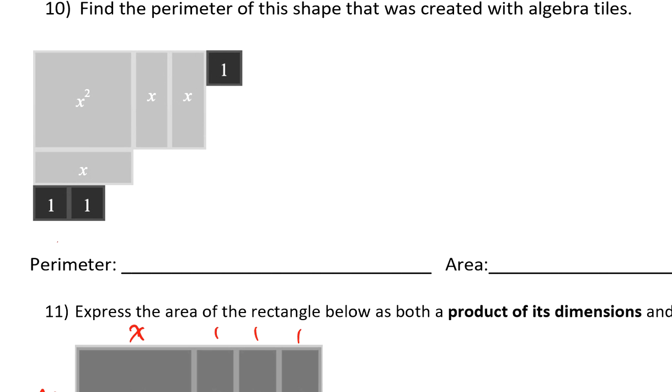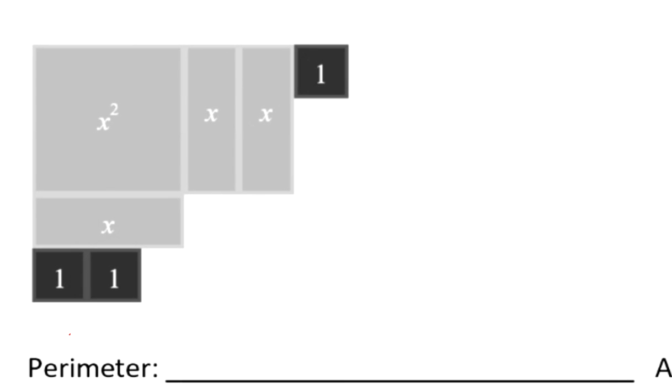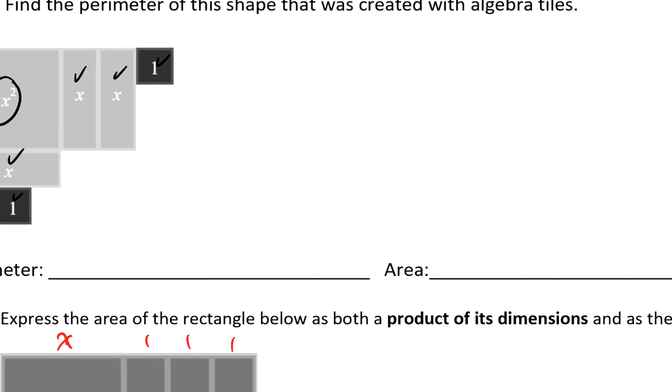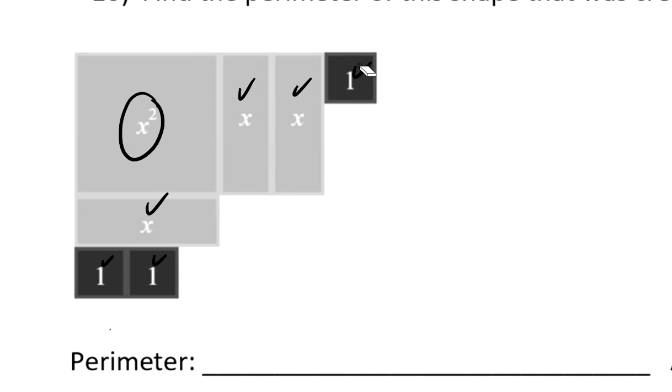So if I'm looking at this, the area of this is: I have a single x squared tile, and then I have 1, 2, 3 x's, and I have 1, 2, 3 unit tiles. So the area of this was really straightforward. It is x squared plus 3x plus 3. That's the area. The perimeter is varying degrees of difficulty for some of us.